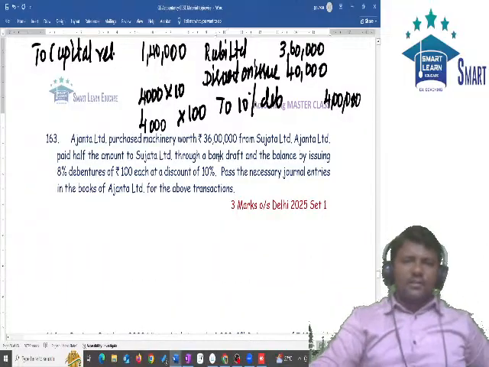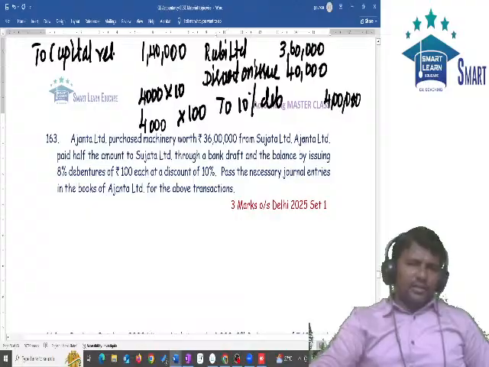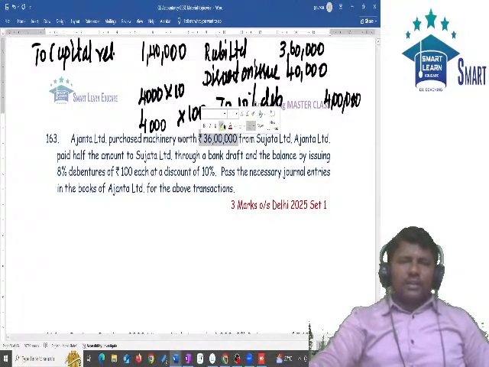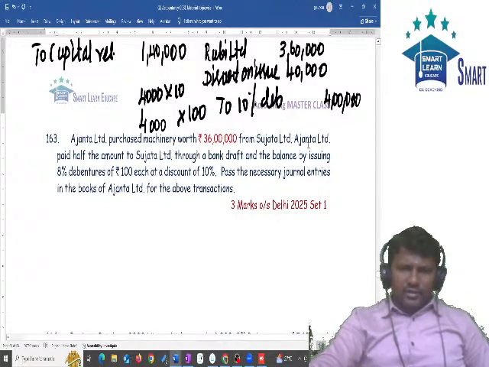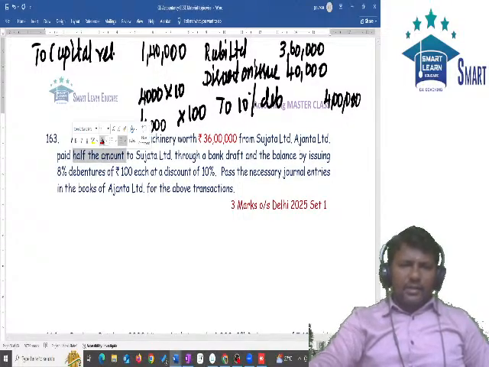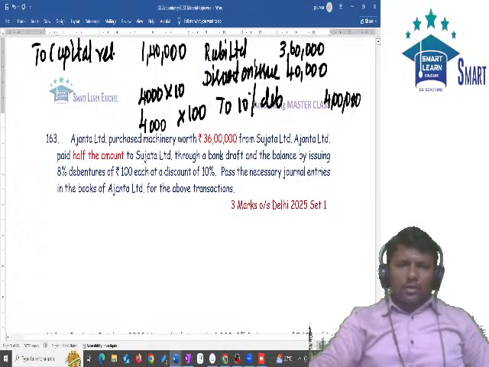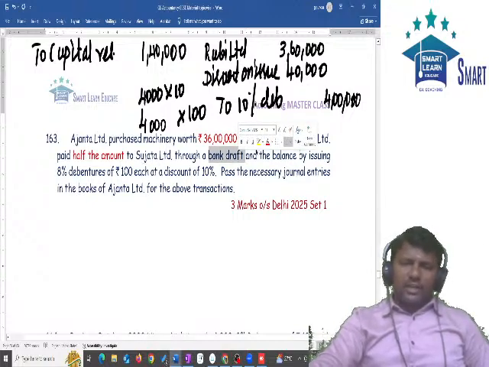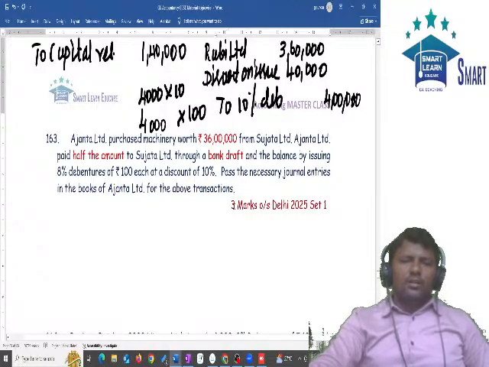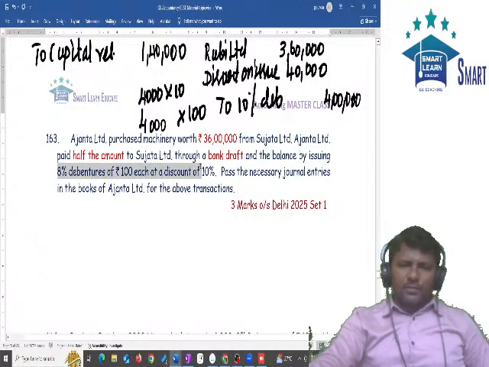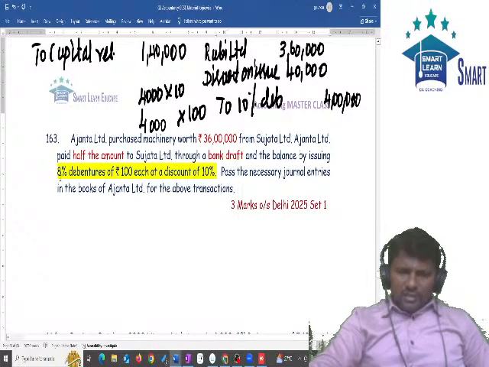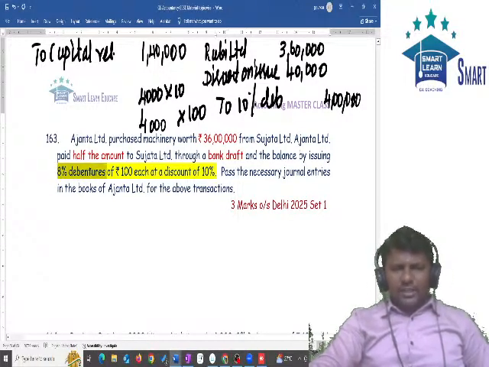A Limited purchased a machinery from S Limited for 36 lakh. 36 lakh is the consideration. A Limited paid half of the amount to S Limited through bank draft. How much amount is paid? Half the amount is paid and the balance is paid by issuing 8% debentures of rupees 100 each at a discount of 10%.